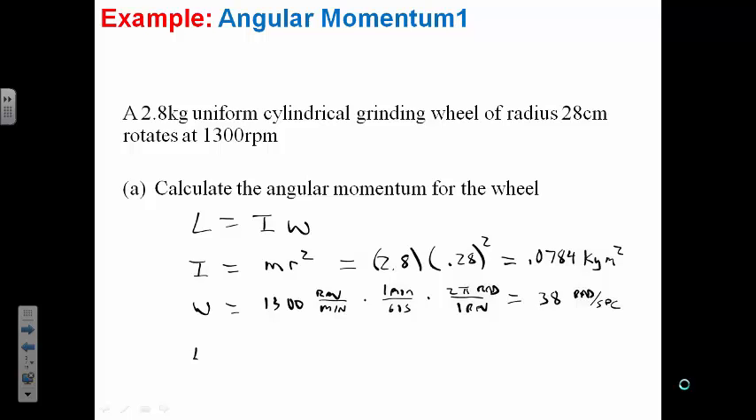So to get our L, we multiply our 0.0784 times our 38, and that gives us 2.99, or roughly 3. And this is units of kilogram meter squared over seconds, and then times your radians. Alright. So that gives us the L of our wheel, the angular momentum of our wheel.